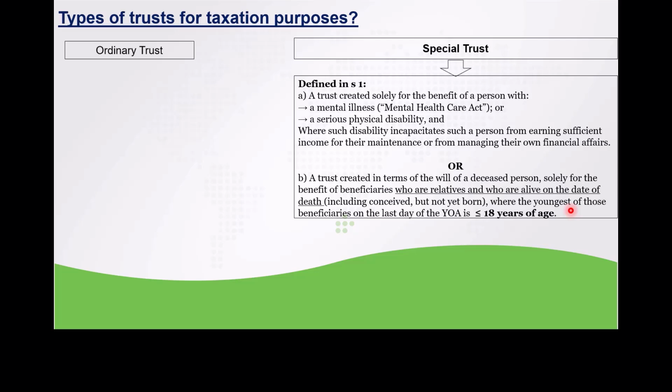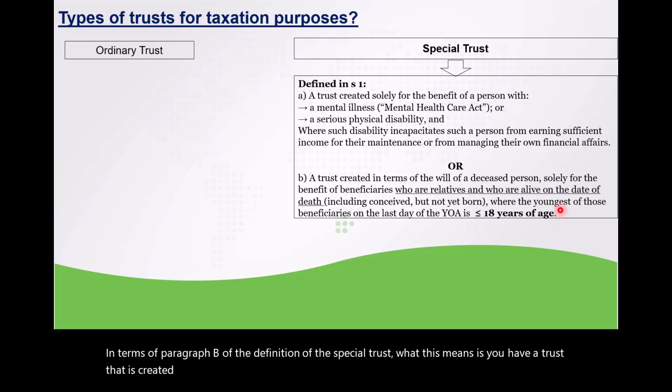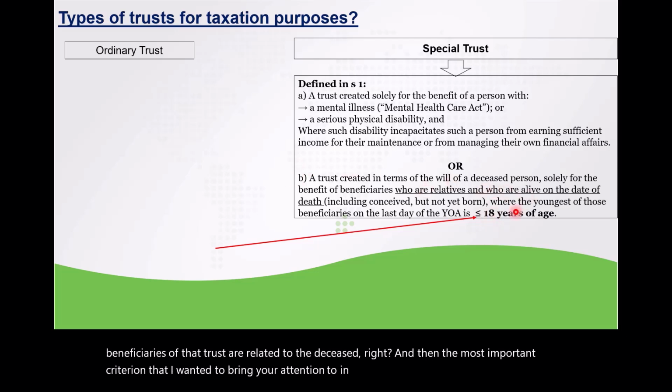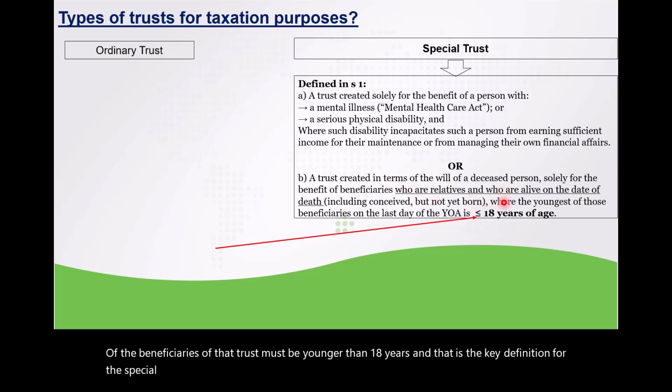In simple terms, what does this mean? In terms of paragraph B of the definition of the special trust, you have a trust that is created by a person through their will, so that person is deceased. And the beneficiaries of that trust are related to the deceased. Then the most important criterion that I want to bring to your attention in this specific paragraph is that the youngest of the beneficiaries of that trust must be younger than 18 years. And that is the key definition for the special trust for this paragraph. So there must be relatives, and the youngest of those relatives must be younger than 18 years.